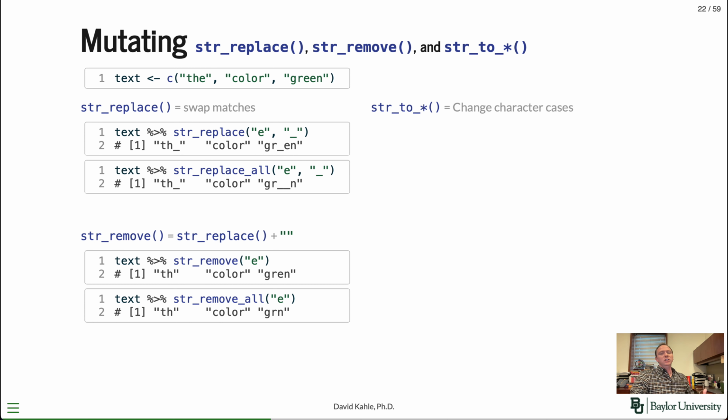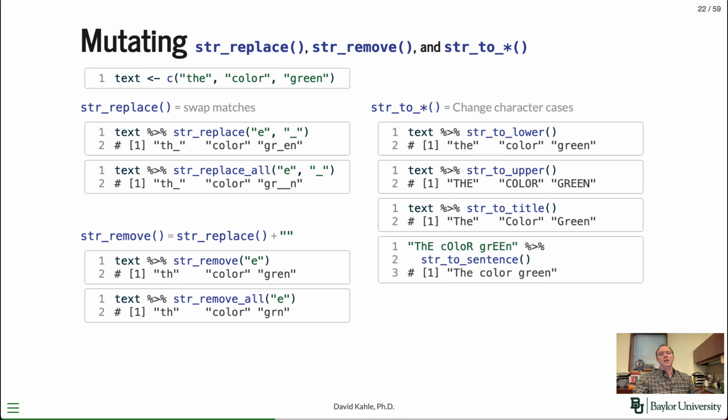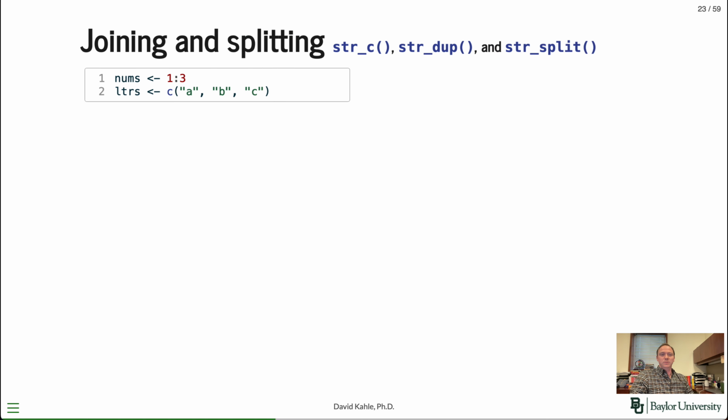str_to whatever changes the cases. str_to_lower makes everything lowercase. Of course, it already started that way. str_to_upper, everything uppercase. str_to_title, everything in title case. str_to_sentence makes things in sentence case. Hopefully that's pretty straightforward.